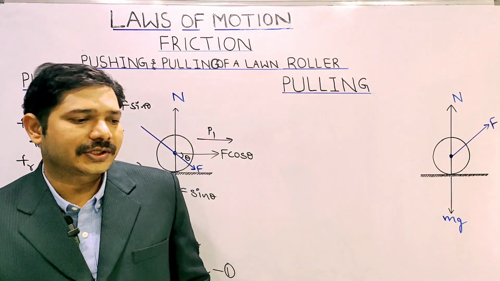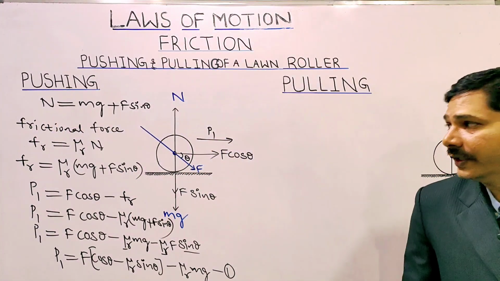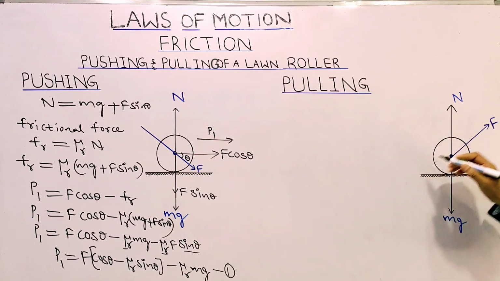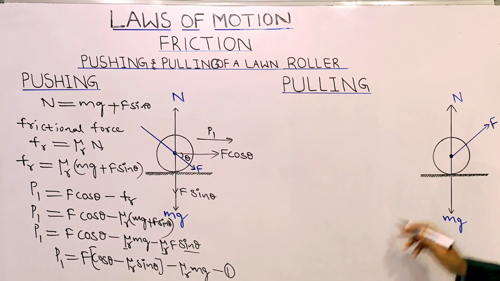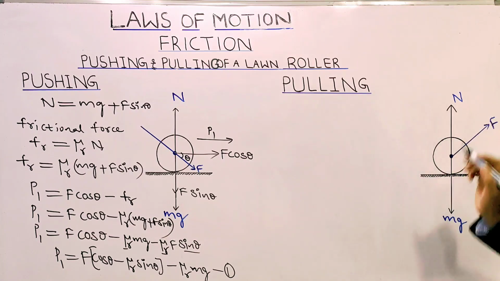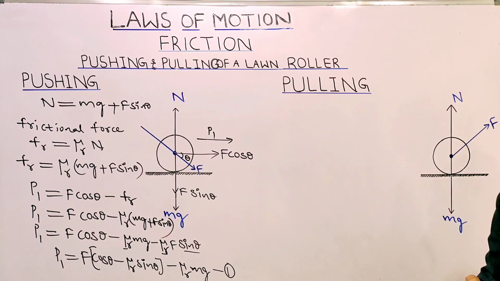Next, we will compare pulling also. In pulling, the person is applying an upward force. Here also the weight of the body acts vertically downward, that is mg. The normal reaction acts vertically upward, that is N. So the pulling force is in the upward direction.